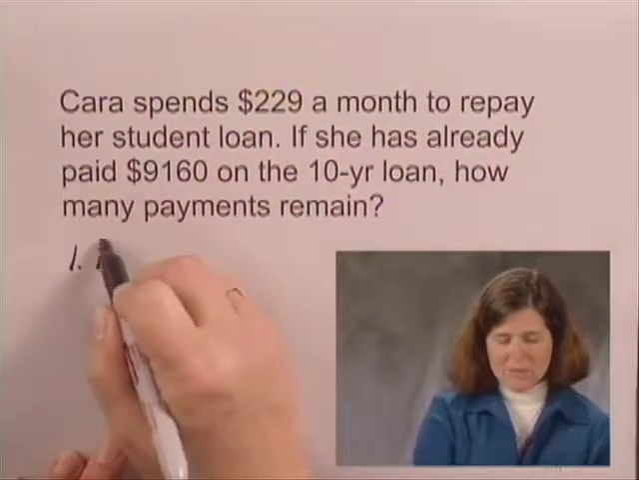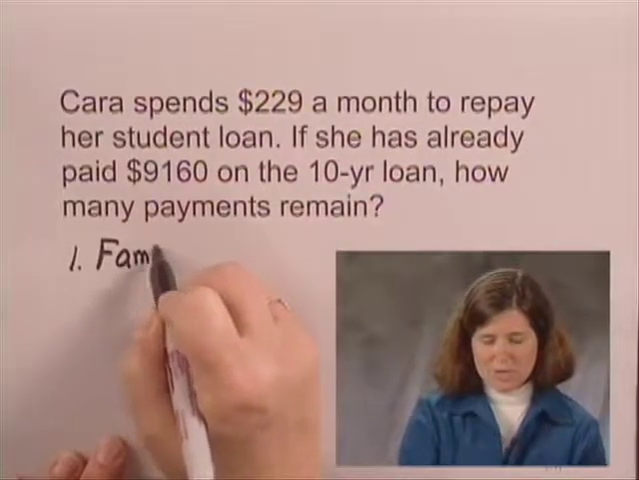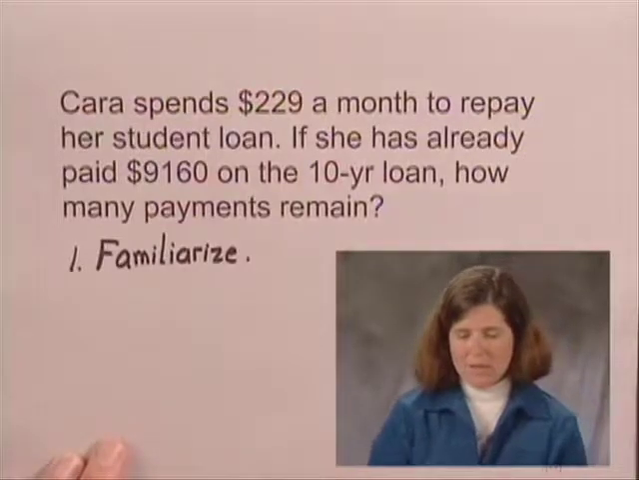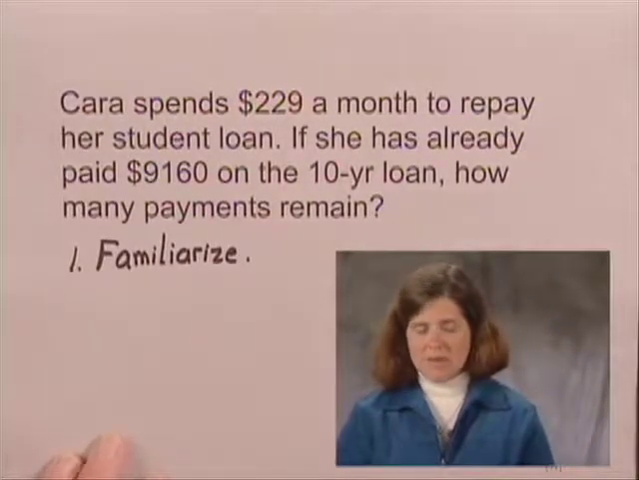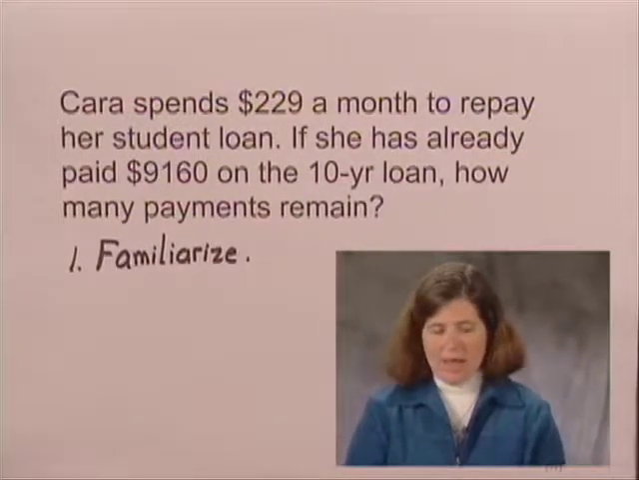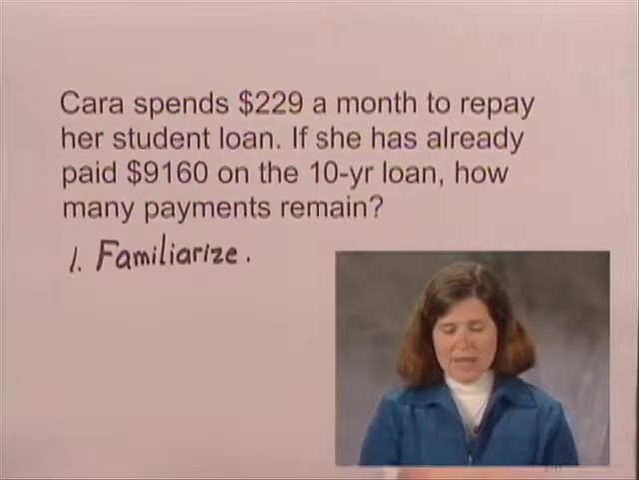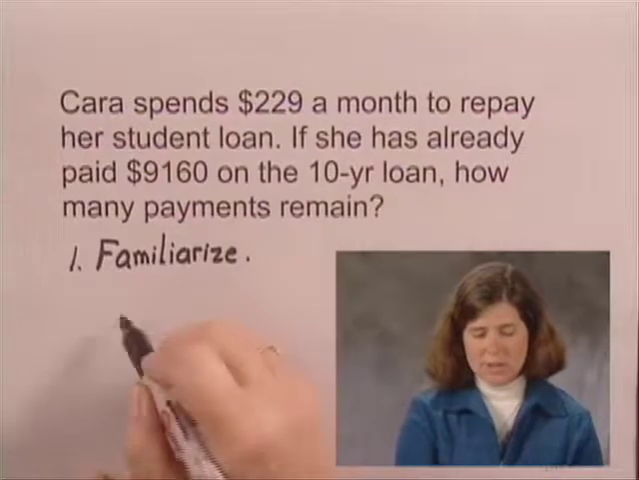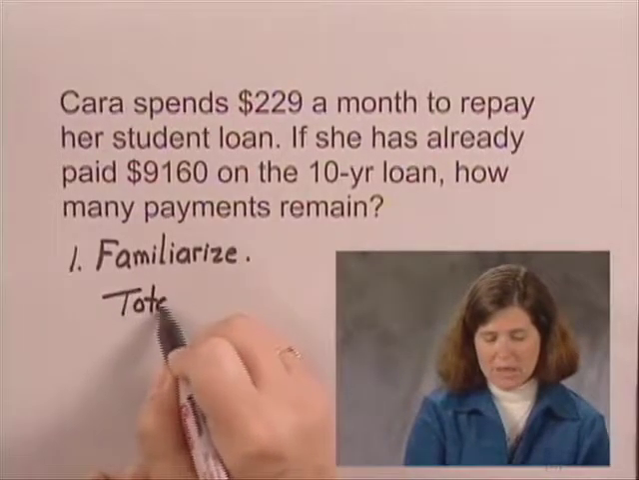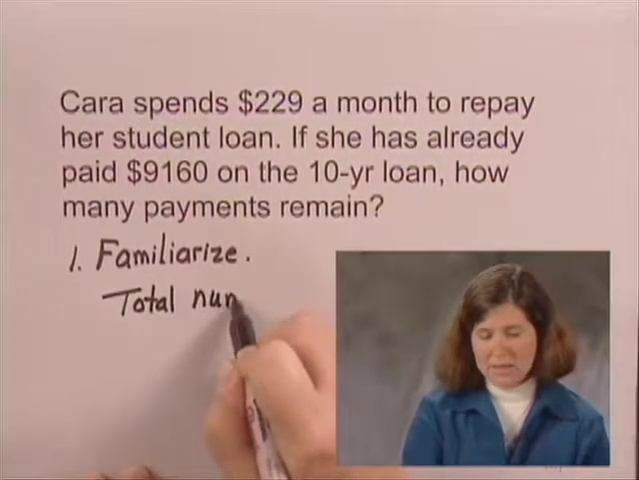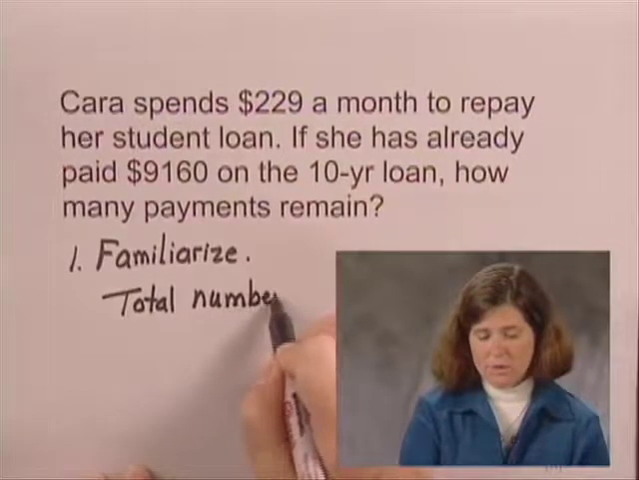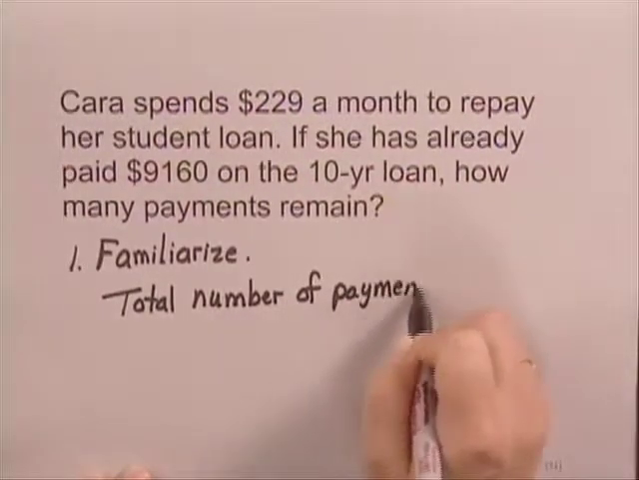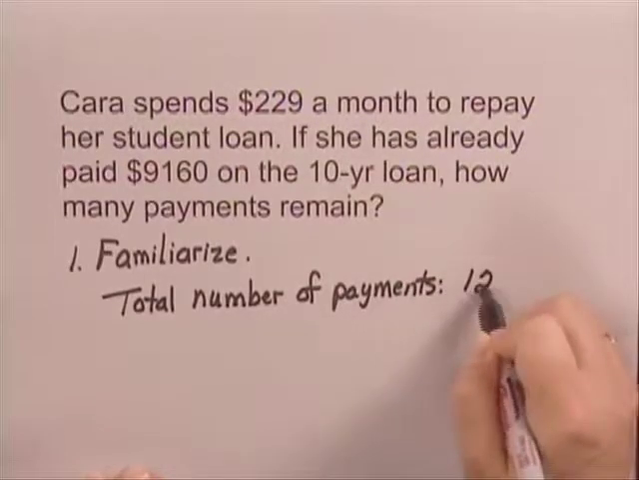And the first step is to familiarize ourselves with the situation. We read the problem, again, carefully, making sure we understand everything about the problem. And something we can observe is that if she has monthly payments for 10 years, she's going to have to make 10 times 12, or 120 payments in all.